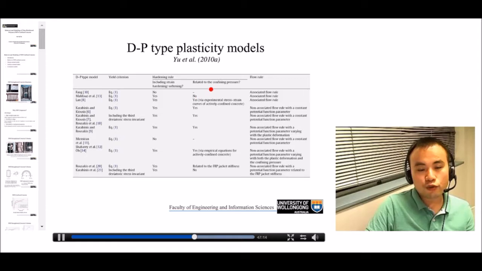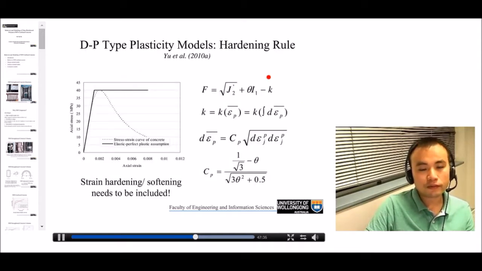And for the research which has used a hardening rule, some of them use an associative hardening rule, some of them use a non-associative one. Some of them relate the hardening rule to the confining pressure. Some of them didn't relate the hardening rule to confining pressure. We'll see which one makes sense.